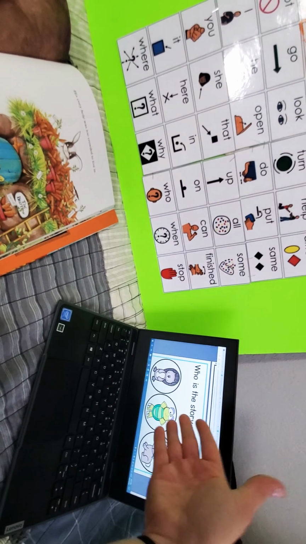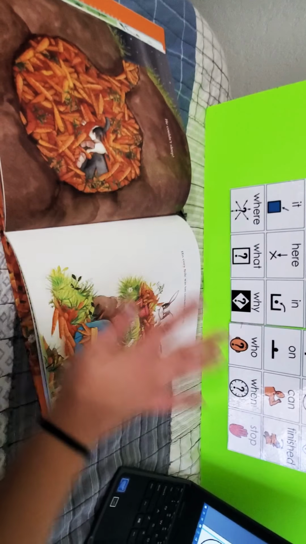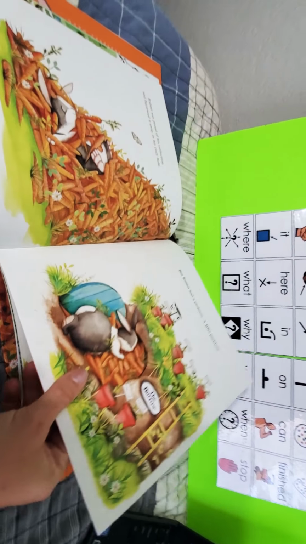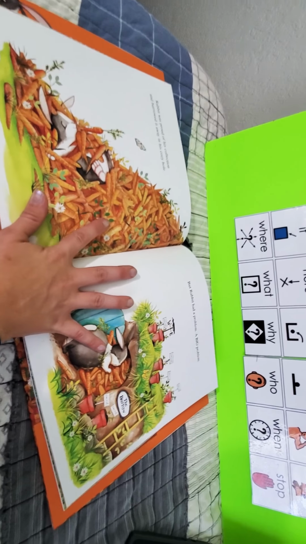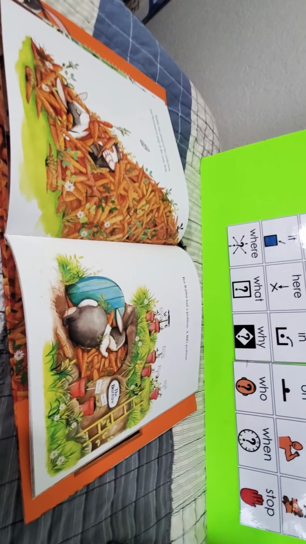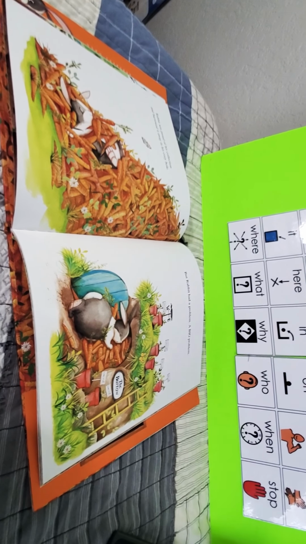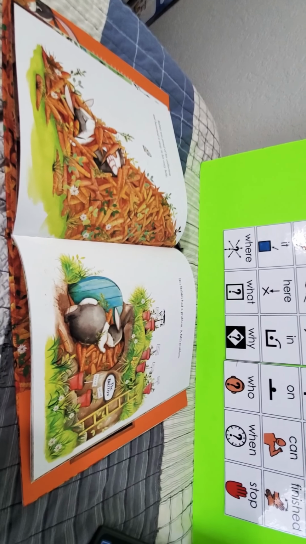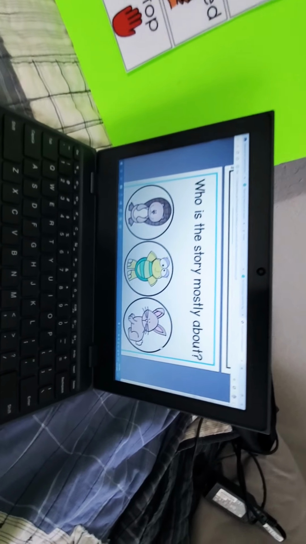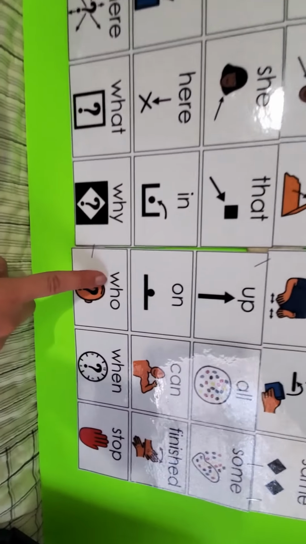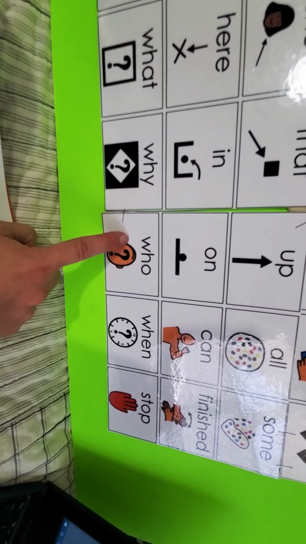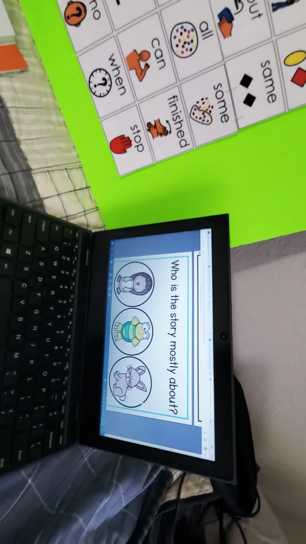So it's okay to go back through the book with them while they're doing the questions. It's okay to say, oh, okay, so I'm going to go back through this and we're going to find it together and then answer the question. But ask the question first. You can give them visual supports. You can give them a verbal support. You could say, okay, who is this story mostly about? There's your visual, so they know they're looking for a person, or in this case, an animal.